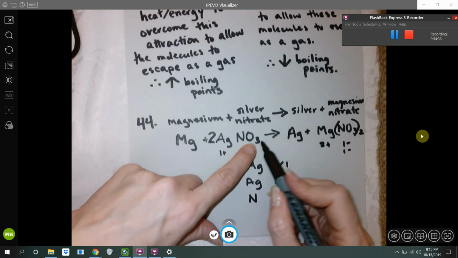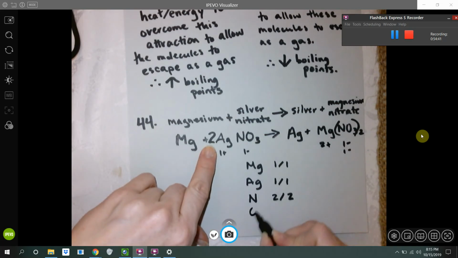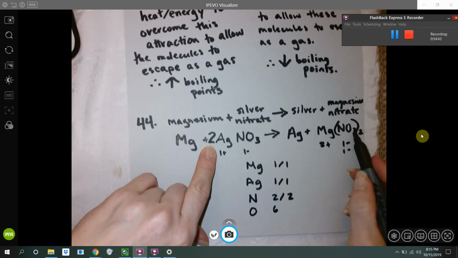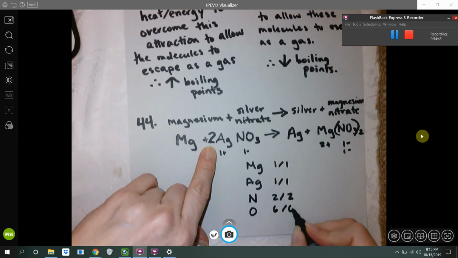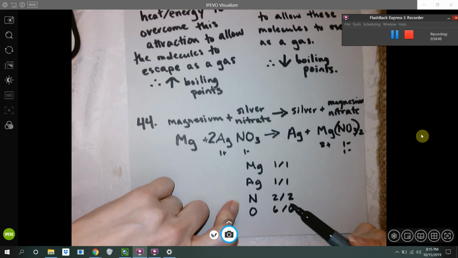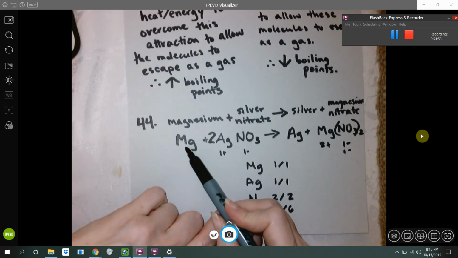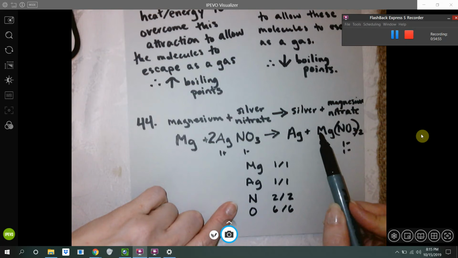Oxygen, here we have 3 in this compound times 2 makes 6. And over here we have 3 times 2 gives us 6, so that's in balance. Now that we've gone through all of our atoms involved, let's do that one last check. Magnesium is 1, magnesium is 1. We're okay.